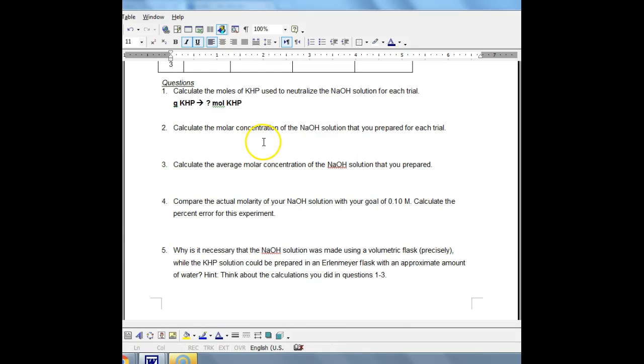Then ask you to calculate the molar concentration of the NaOH solution you prepared for each trial. Obviously, I prepared the NaOH solution, and I told you that it was approximately 0.1 molar. I want you to determine the exact concentration of the NaOH solution. What you know at this point is, again, the grams of the KHP, and you know the volume of the NaOH solution that was added, and that would be the net volume for each of your trials.